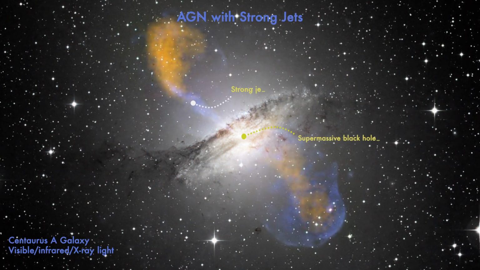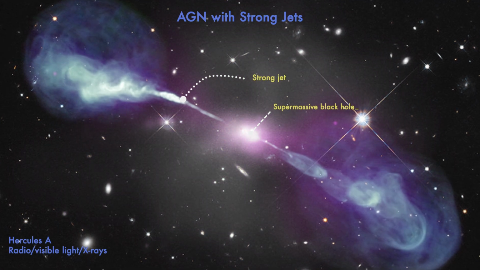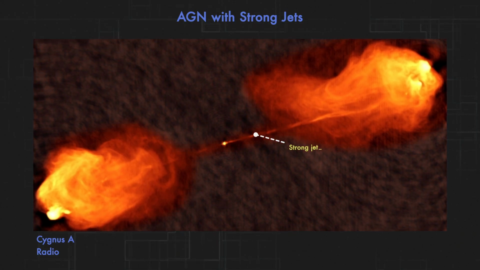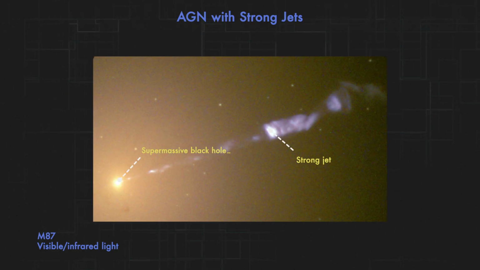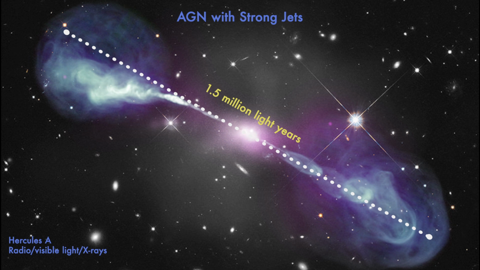There are strong jets and weak jets. High-intensity AGN, the large jets, have been studied for a long time. We've seen them, they're very obvious. You can see them on the sky. You see them bright in the radio emission. You see them bright in the optical. The largest ones can get several million light years in size.